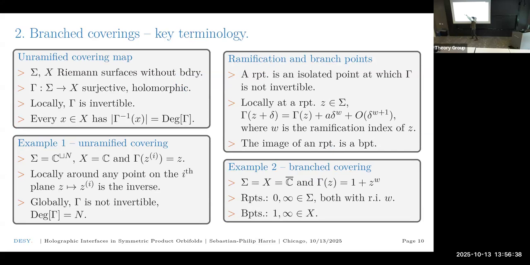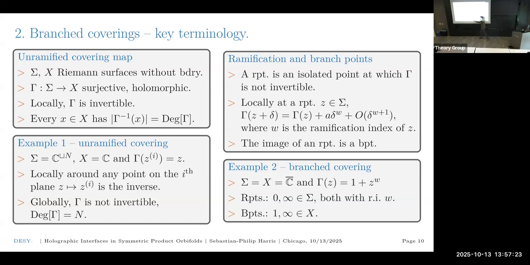So an unramified covering map is a surjective holomorphic map gamma between two Riemann surfaces, and sigma in this context is called the covering space. And it satisfies two properties: first, we demand that locally gamma is invertible, and second, we demand that every point in X has the same size of a set of pre-images gamma inverse of x as every other point. And if these two things are satisfied, we say that gamma is a degree-n covering map, where the degree is the size of the set.